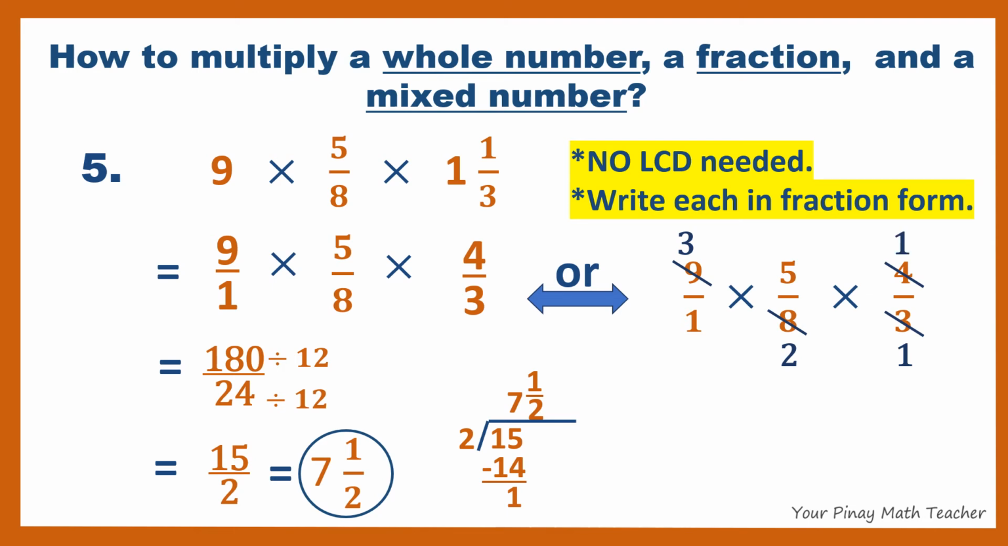And then we multiply both numerators. So 3 times 5 times 1 is 15. 1 times 2 times 1 is 2. So again, this is improper. Change it to a mixed number by dividing 15 by 2. So we get 7 and 1/2.